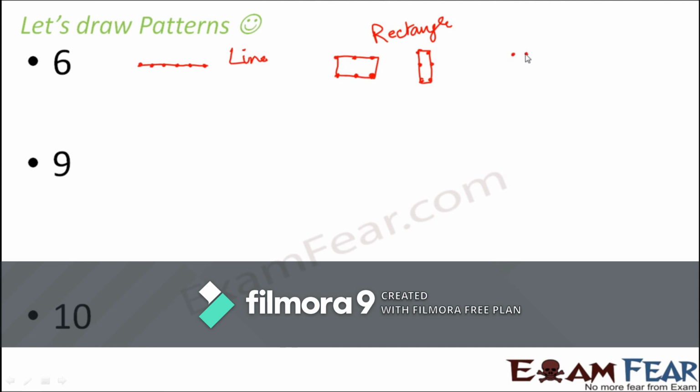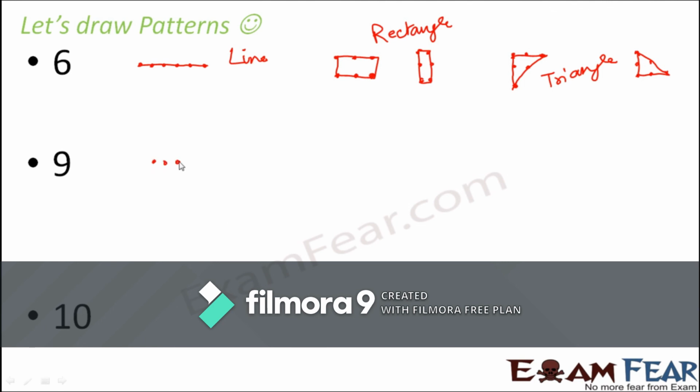You can even make a triangle. Let's say 3 points, then 2 points, then 1 point. So what is this? This is nothing but a triangle. Now this triangle you can align in many different ways. For example, you can align it in this fashion also. So this is also a triangle. So with a 6 you can make a line, a rectangle or a triangle.